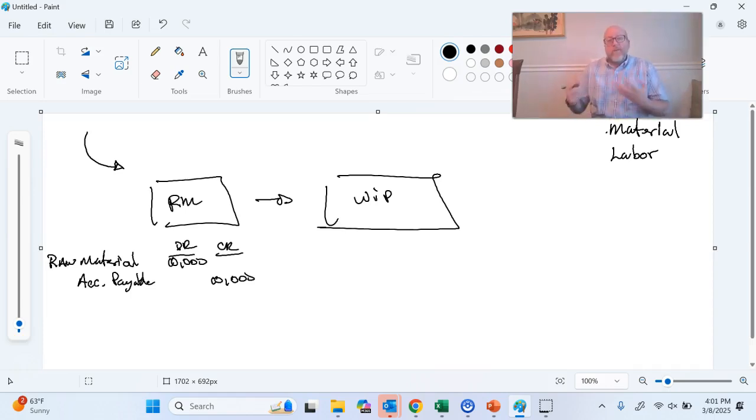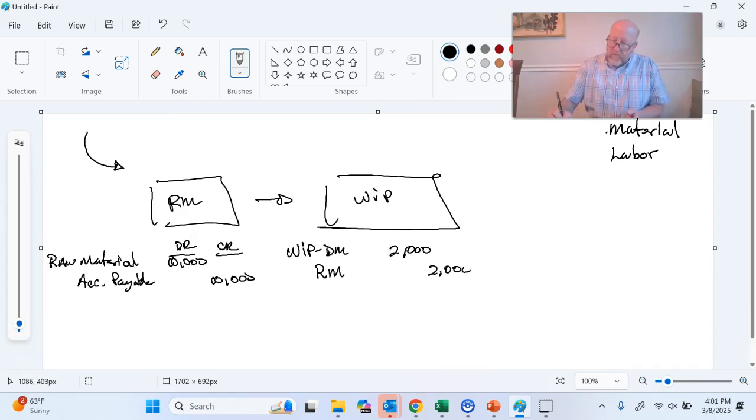And then when I use material, right, when I transfer material from raw material to either work in process or manufacturing overhead, a couple of different journal entries. Let's say that I grab $2,000 worth of lumber that I'm going to use for the production of my tables. I would debit work in process, direct material, 2,000, and then I would credit raw material, 2,000, right? We're taking it out of raw material.